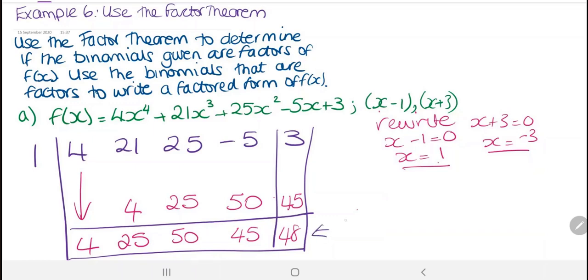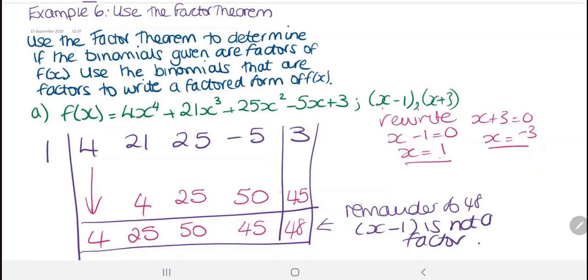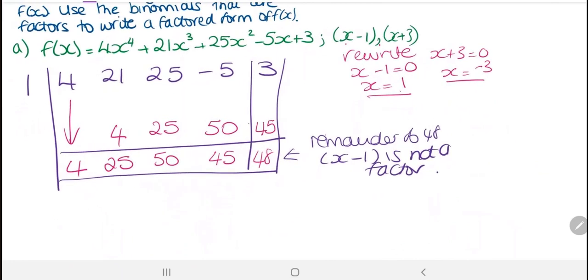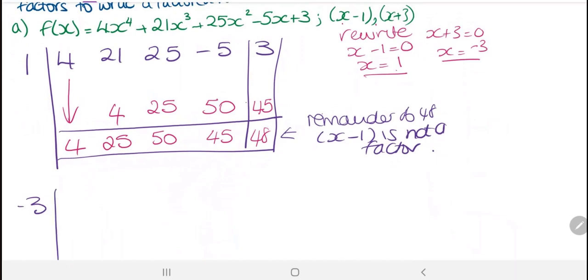Now this is a remainder. Because it has a remainder of 48, it is not a factor. So we can say that x minus 1 is not a factor. So now we need to check the second. So we're going to divide by minus 3.